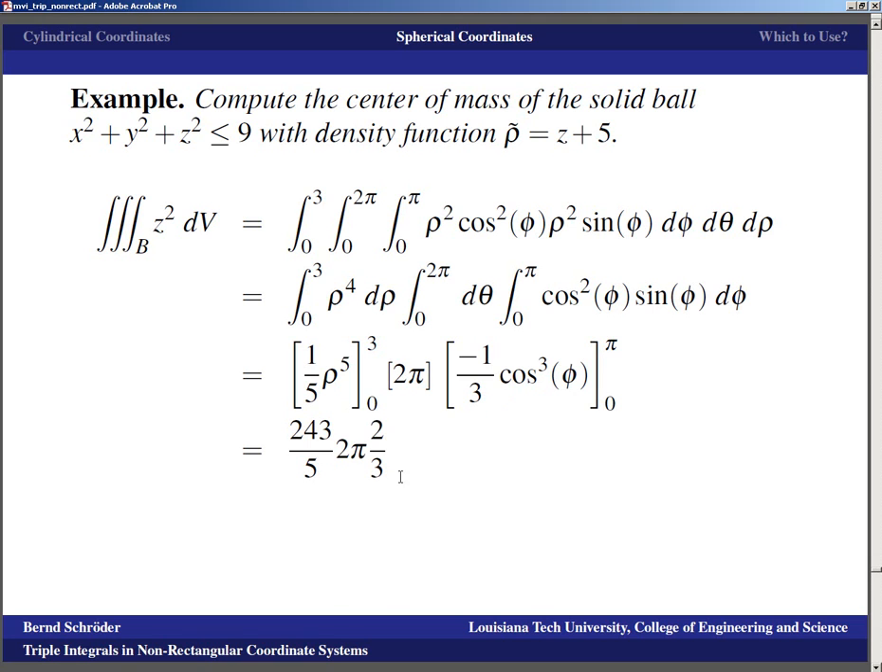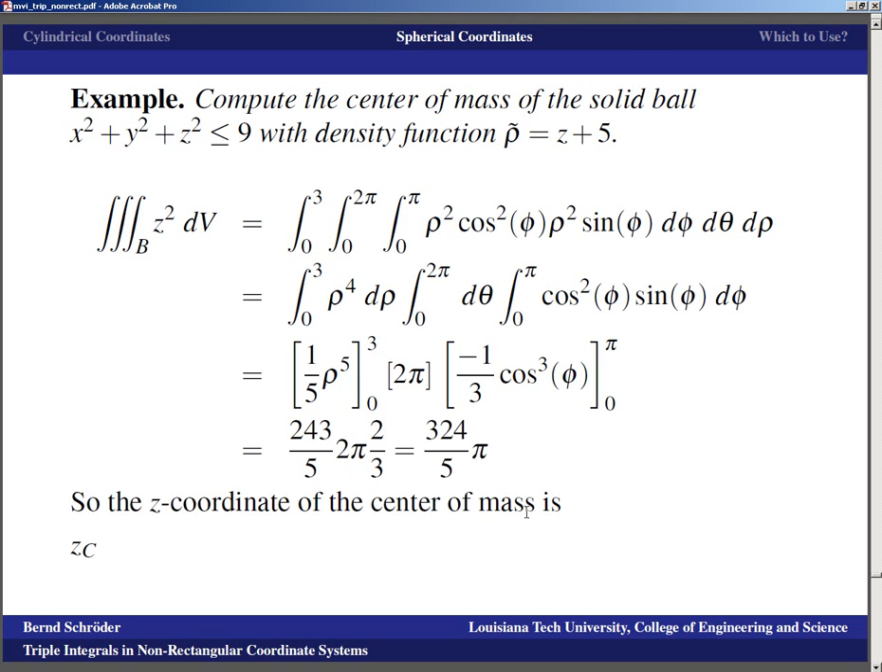And then we realize that one of the 3's cancels, so that goes back to 81, and then 4 times 81 is 324, so 324 over 5 pi. That gives us, for the z-coordinate of the center of mass, 1 over m, so 1 over 180 pi times 324 over 5 pi, and that ends up being 9/25.